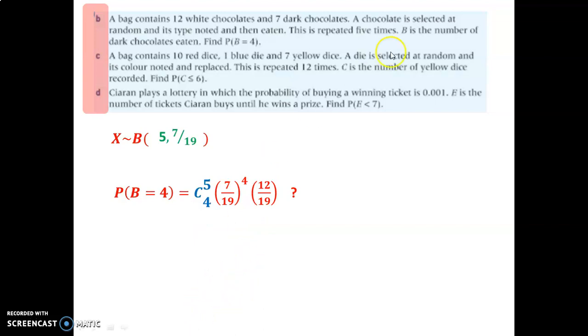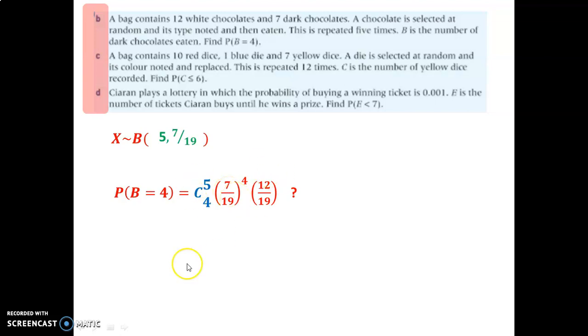Why? Because it says when you grab a chocolate from here, you note what chocolate you got, and then you eat the chocolate. So when you eat the chocolate, next time you go to grab a chocolate, you will no longer have 19 chocolates. You have 18 left. And if you grab the dark one, then you only have 6 out of 18 dark chocolate left. So all of a sudden this probability is not constant.